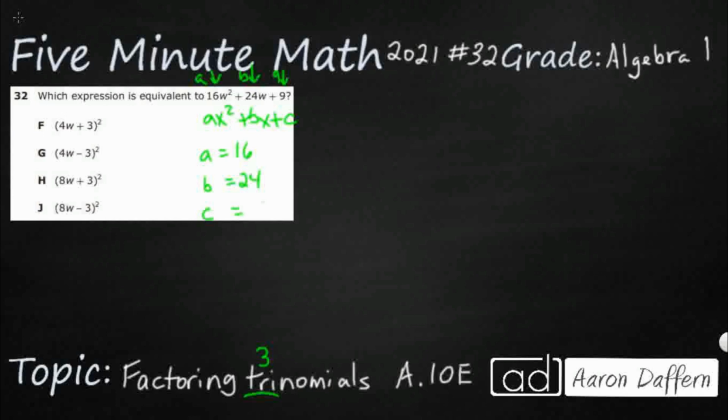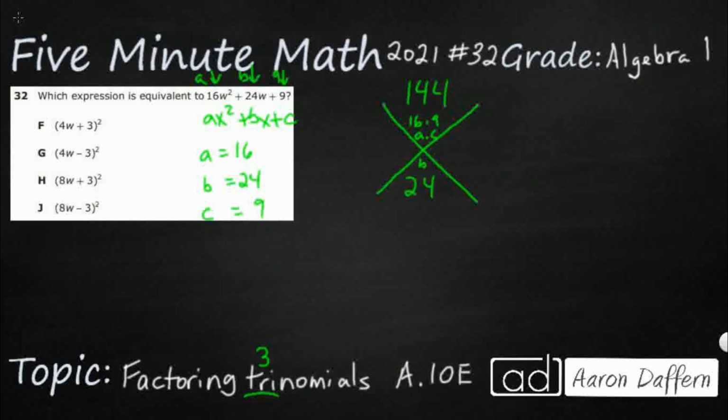Okay, so we are going to use this diamond method. It's not the only way to solve it, but it's an effective way. It's an efficient algorithm here. So we're going to multiply a times c, and we're going to do that and put that product up at the top. That's 144. And then we're just going to write our b down here. And that's going to be 24.